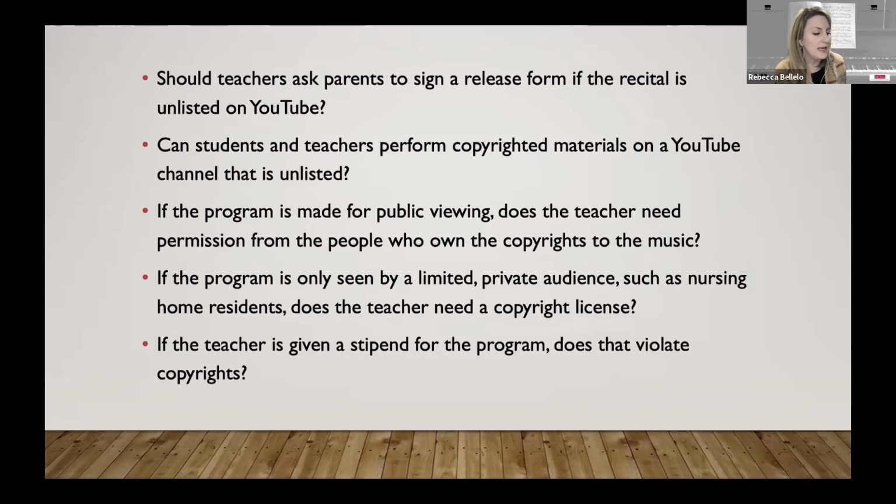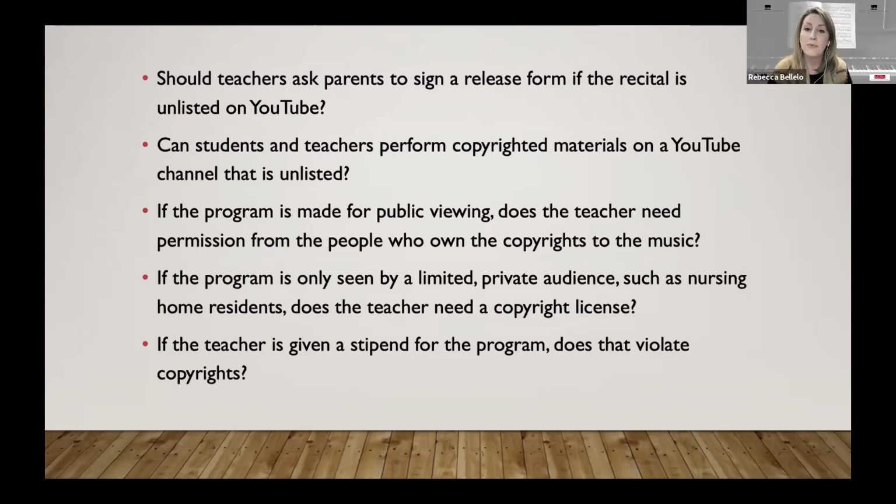Great question. MTNA doesn't address any differences between a video posted as unlisted, private, or public. MTNA doesn't differentiate between those options, which is what you can do on YouTube. But MTNA does recommend that you get a permission form from parents. Or if the student is not a minor, you get their permission as well. So yes, obtain written permission from the student, or the parent if they are a minor. That would also include a competition, to have that release form.